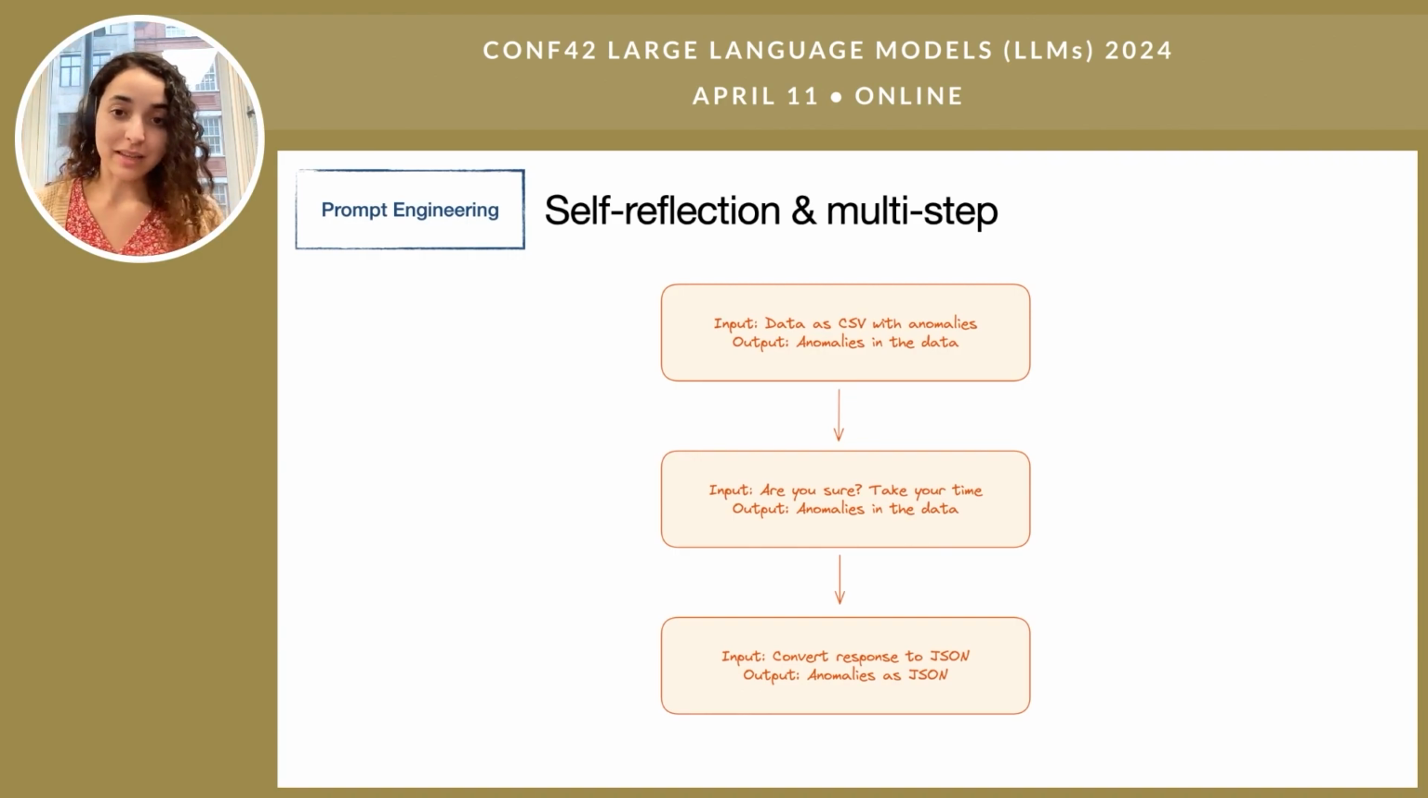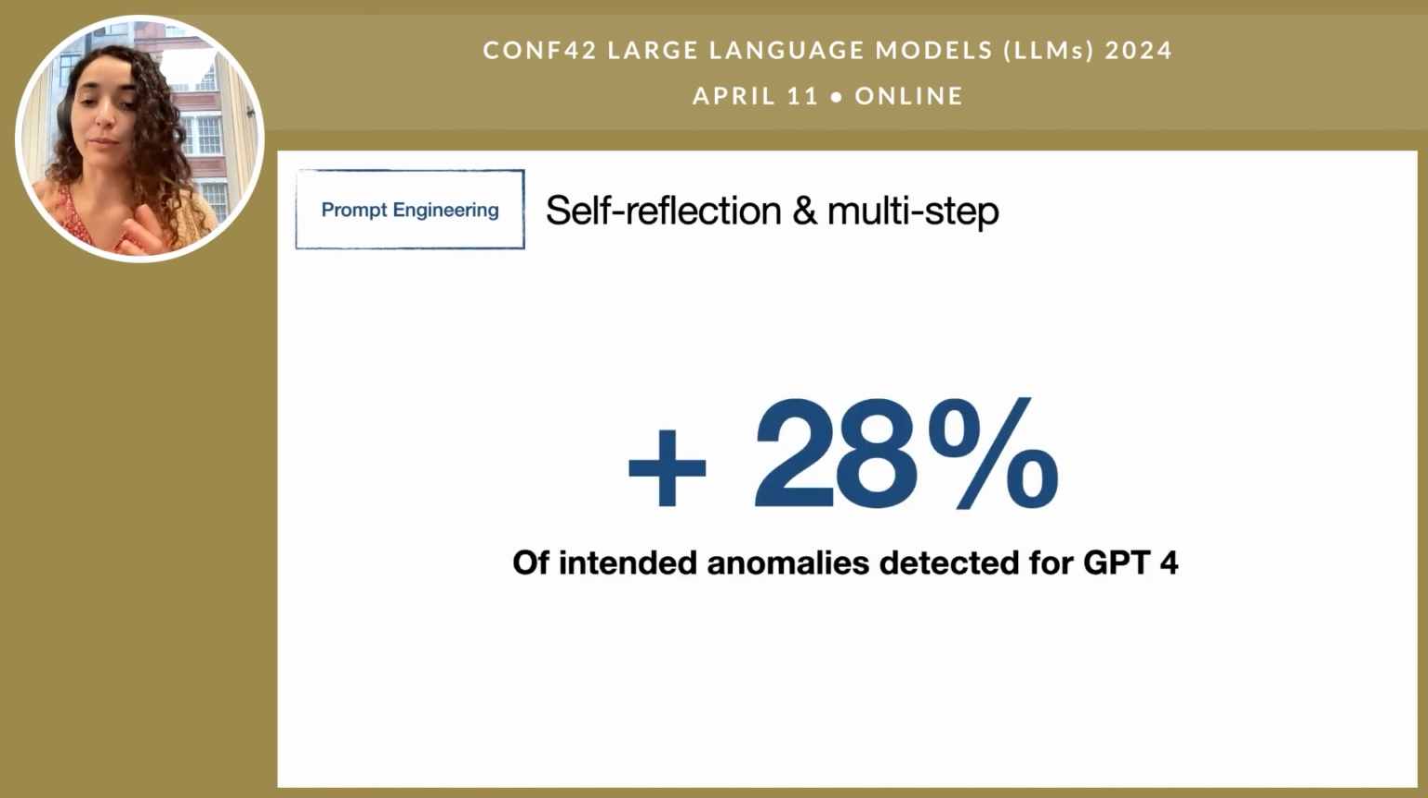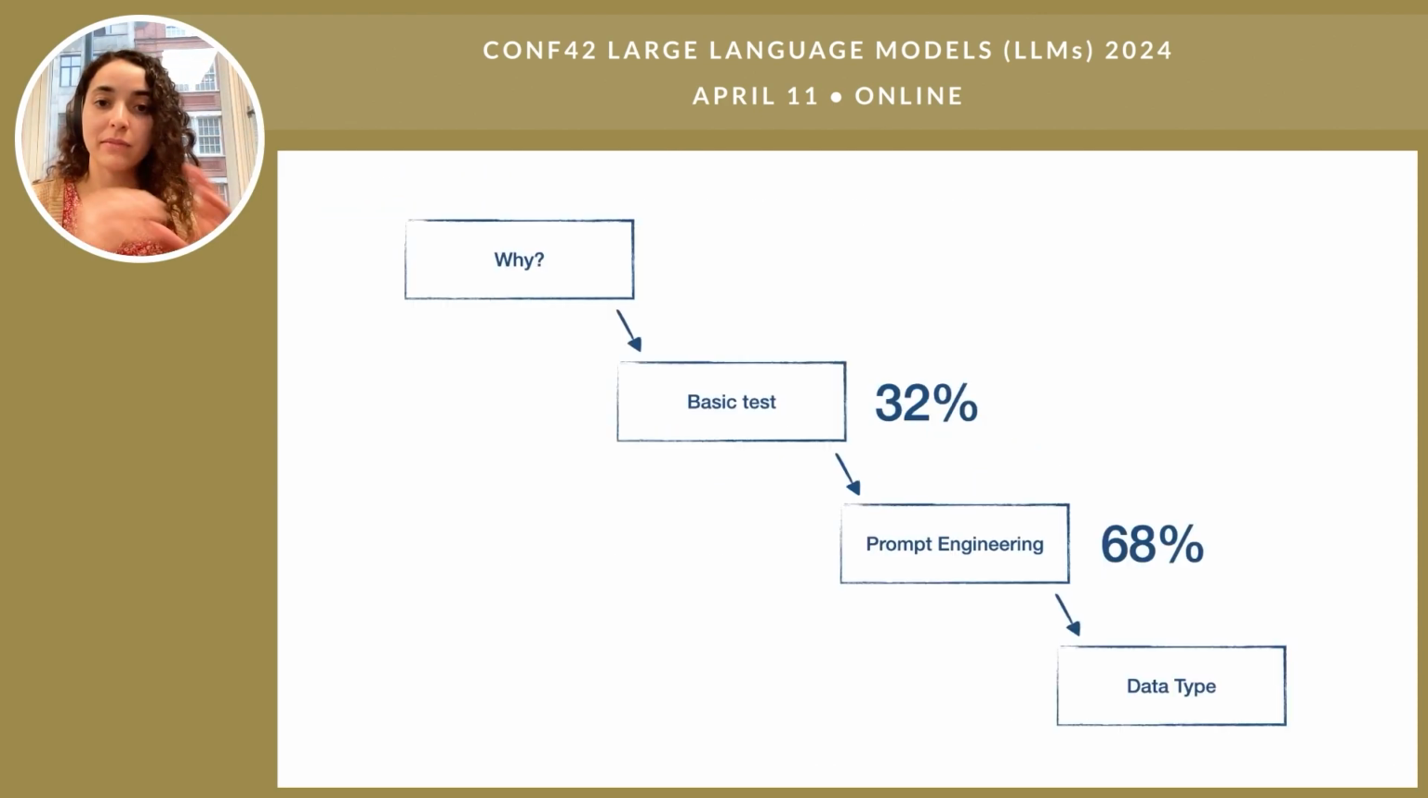So when we break these steps down and we give it that self-reflection, what happens? Well, compared to the baseline, we have plus 28% of intended anomalies detected for GPT-4. So that's amazing. Prompt engineering really has helped us detect more of the intended anomalies using OpenAI. Now, with all these percentages, I've got to clarify they don't add up all together. It's just how each compares to the baseline. When you combine them all, you go from 32% of intended anomalies detected for the basic test up to about 68% when you use prompt engineering. So that's a really good increase.